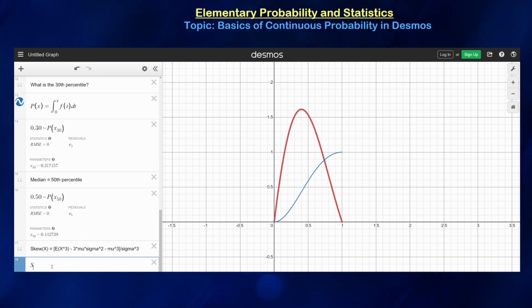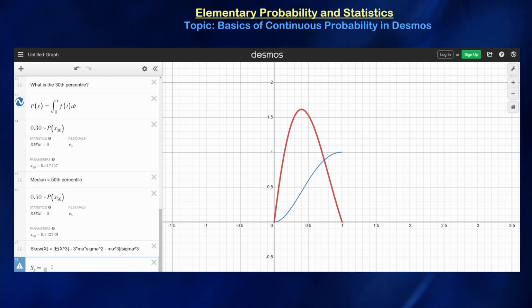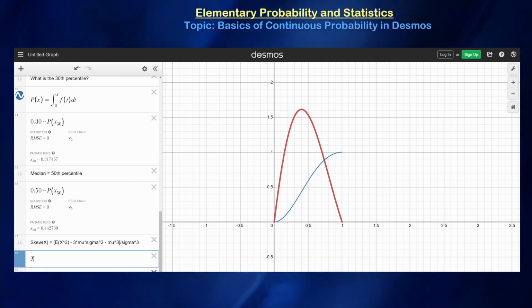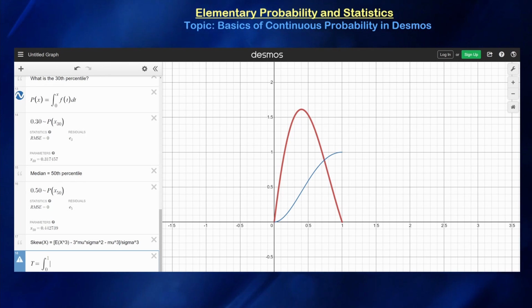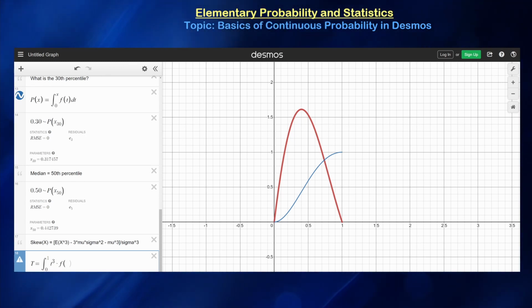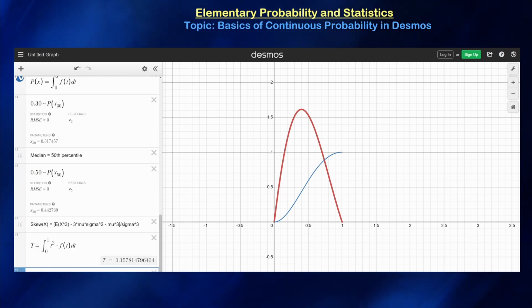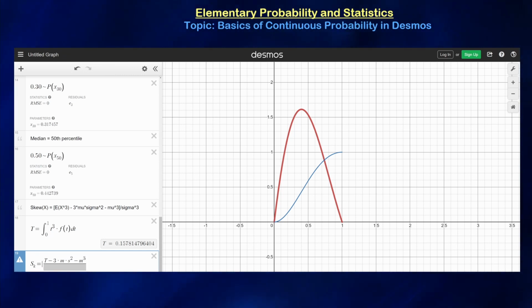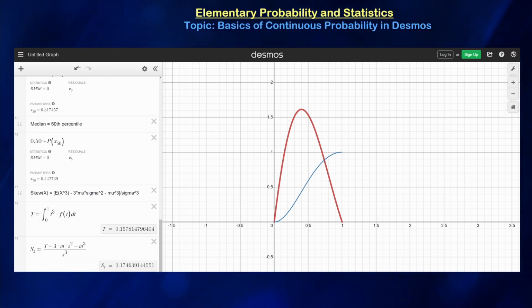So for this particular function, what is the skewness of the random variable? I'm going to just call it sk. So this is going to be equal to the third moment. So what's the third moment? How do I calculate that, right? Let's just calculate that right quick. So the third moment, let's just call it t for short, is going to be equal to the integral from 0 to 1 of t cubed times our density function. So that's our third moment. So we're going to have our third moment minus 3 times the mean times the standard deviation squared minus the mean cubed, all over the standard deviation cubed, and this gives us our skewness, right?